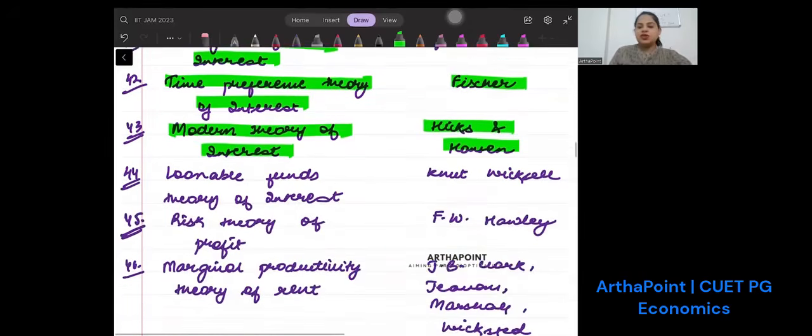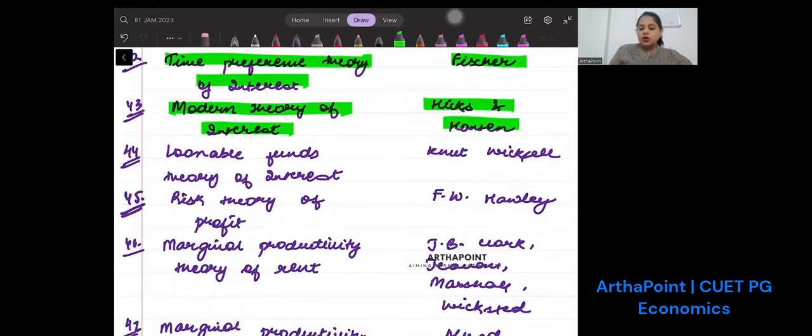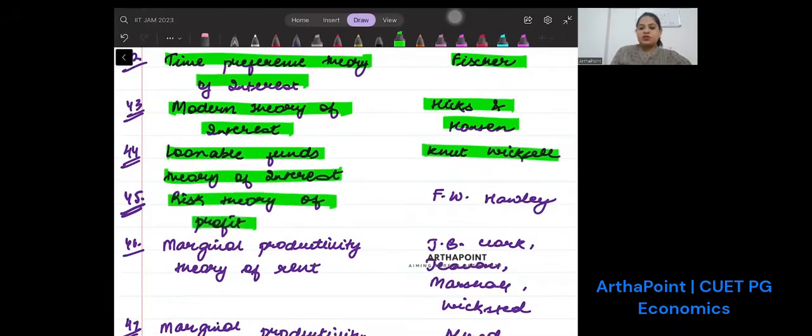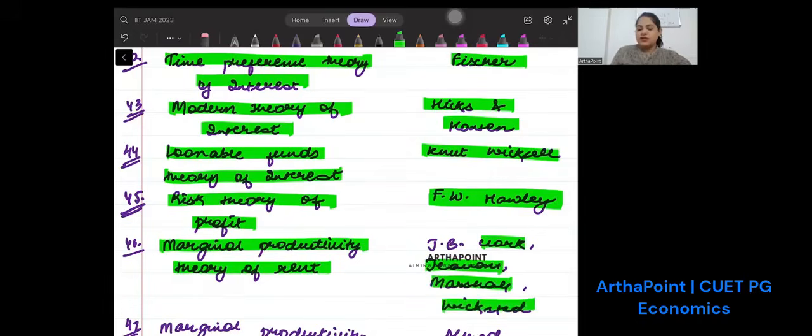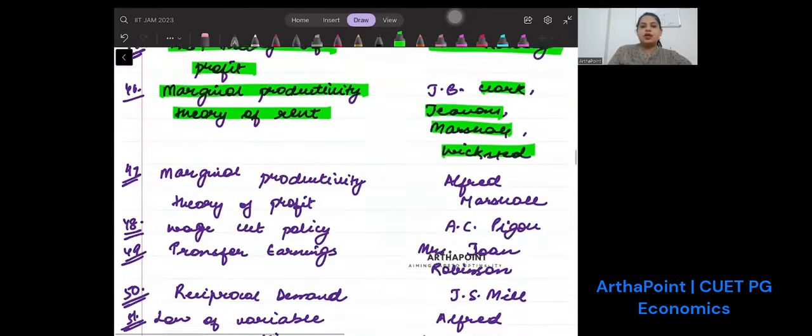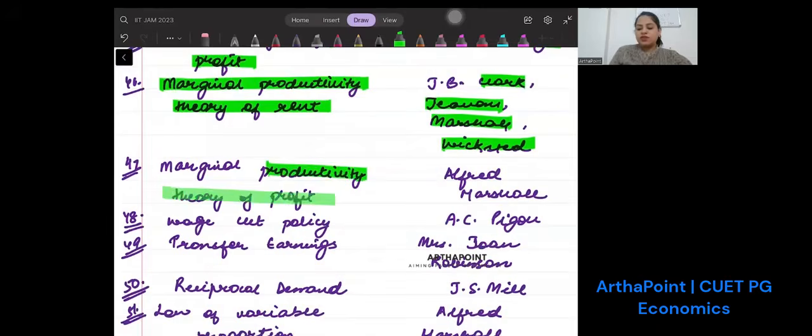I'm scrolling slowly so that you can write it. Loanable fund theory of interest was given by Knut Wicksell. Risk theory of profit was given by F.W. Hawley. Marginal productivity theory of rent was given by Clark, Jevons, Marshall, and Wicksteed. Marginal productivity theory of profit was given by Marshall.